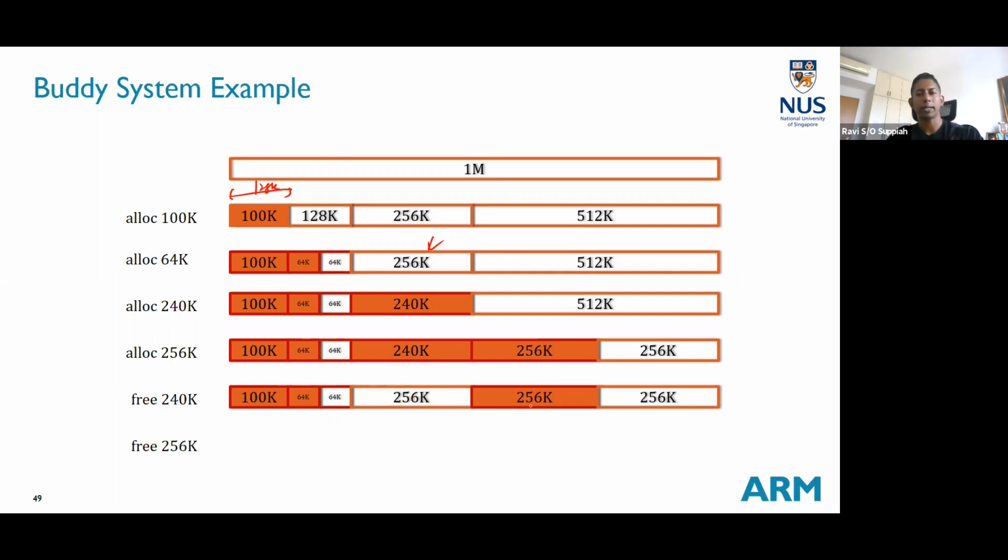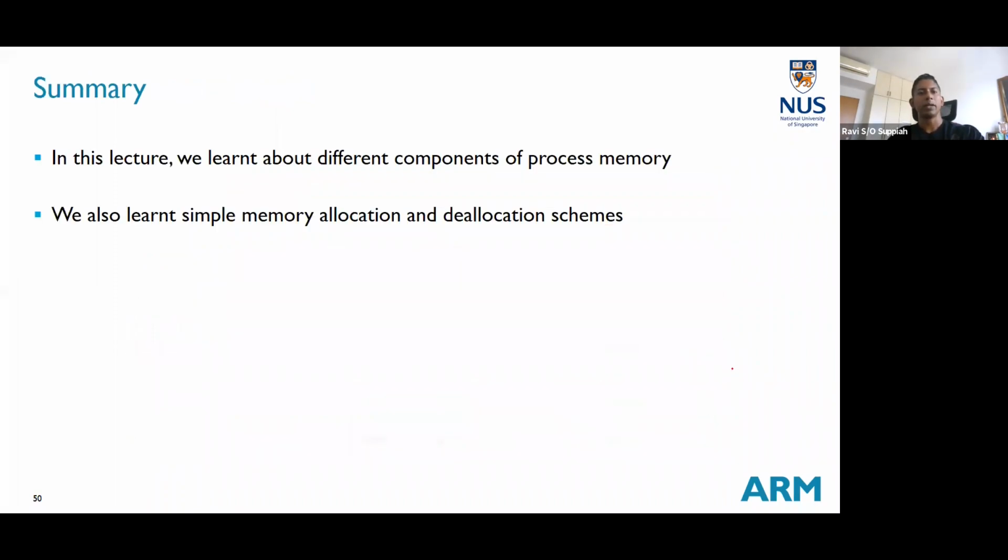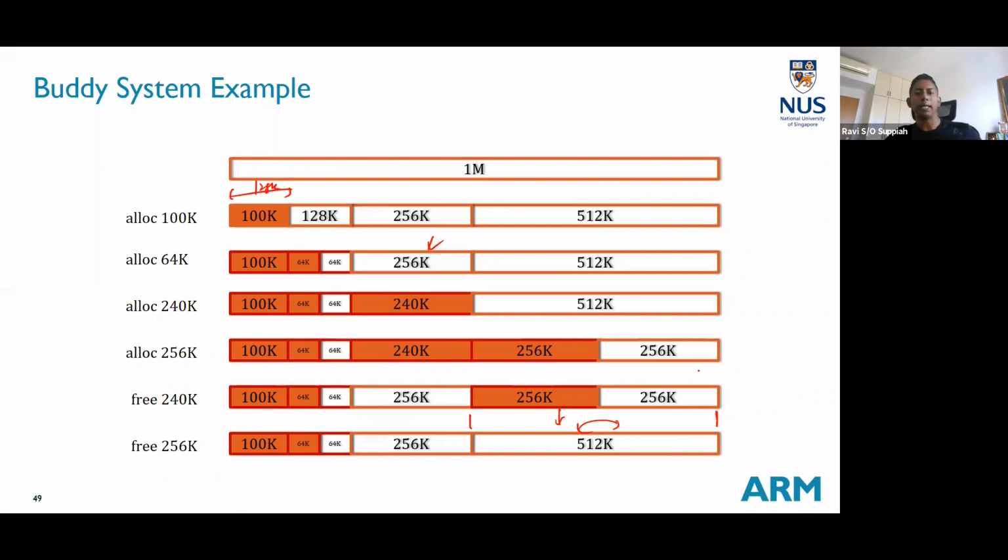Okay, so if I free up another 256k, again it is there. But now when this 256k is free, this and the other are buddies, correct? Because they align to the 512k from one level up. Okay, so in that case, they can merge together. All right, so that is basically how the buddy system works.